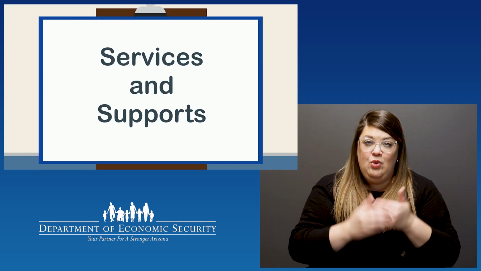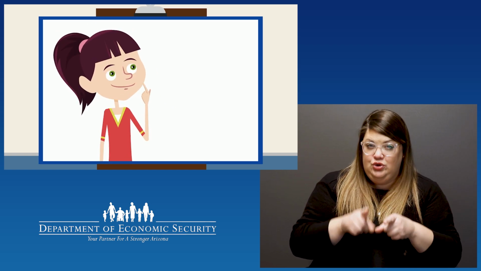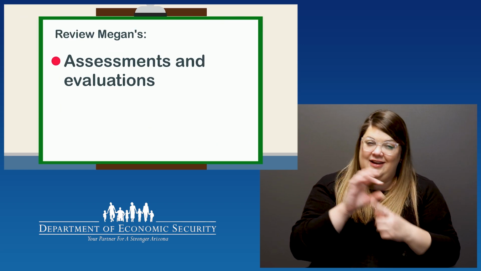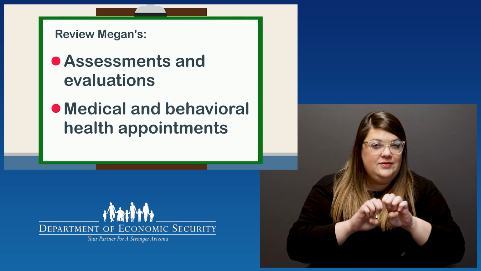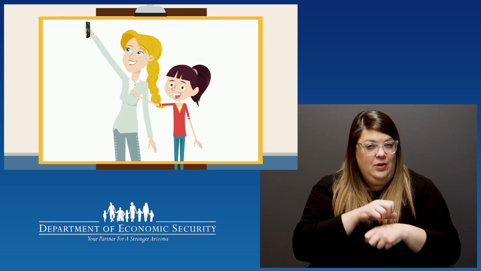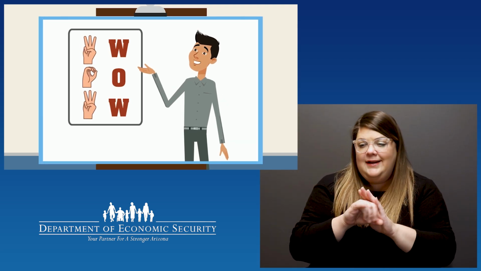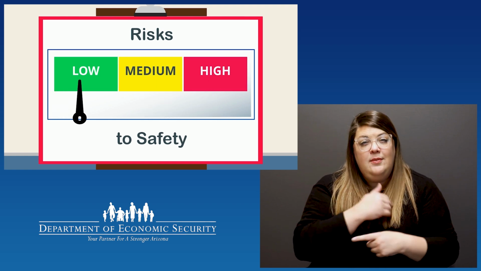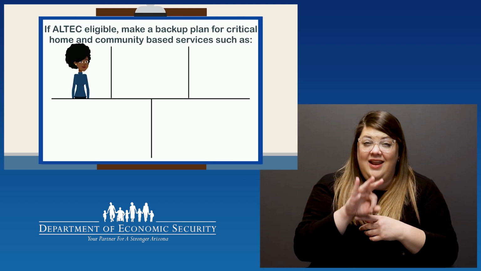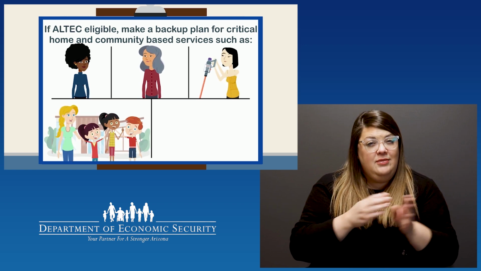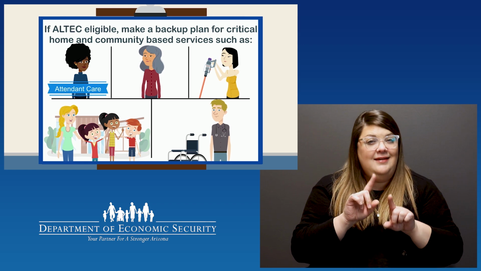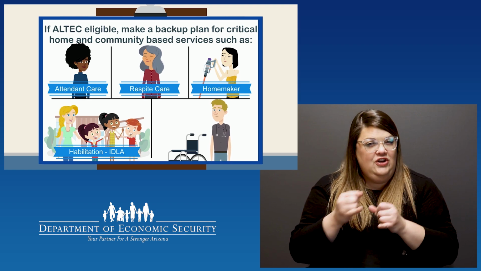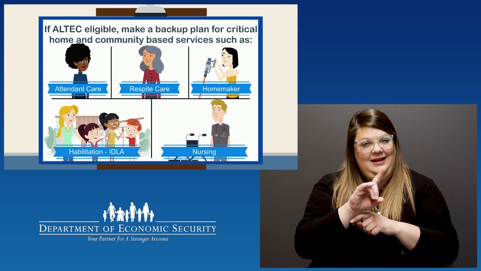The process includes the member participating in decision-making, talking about the member's future plans and goals, considering the member's unique characteristics, reviewing assessments and evaluations, reviewing medical and behavioral health appointments, identifying natural supports, helping to identify other supports or services needed to improve the member's independence, identifying risks to the member's safety and well-being, and, if the member is ALTCS eligible, making a backup plan for critical home and community-based services such as attendant care, respite, homemaker, also known as housekeeping, habilitation or individually designed living arrangement, IDLA, and nursing.